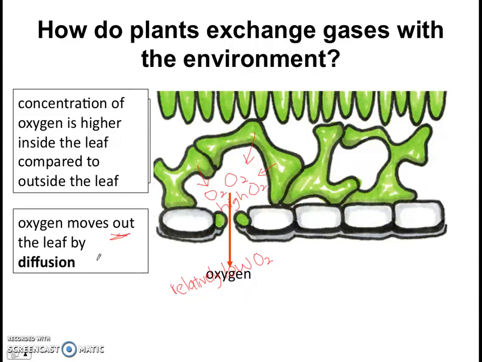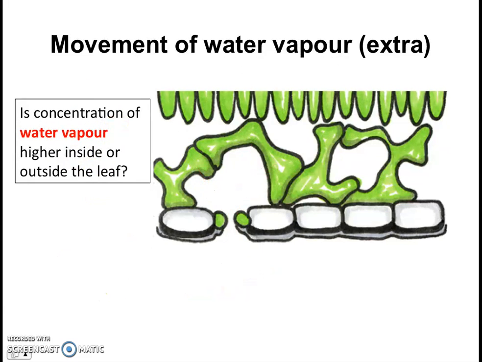So you need to know how to describe the movement of gases in and out of a plant by using the concept of diffusion and the difference in concentration. Now finally, we'll be looking at the example of water vapor. This is water in the gaseous form, alright? So in a gas form.